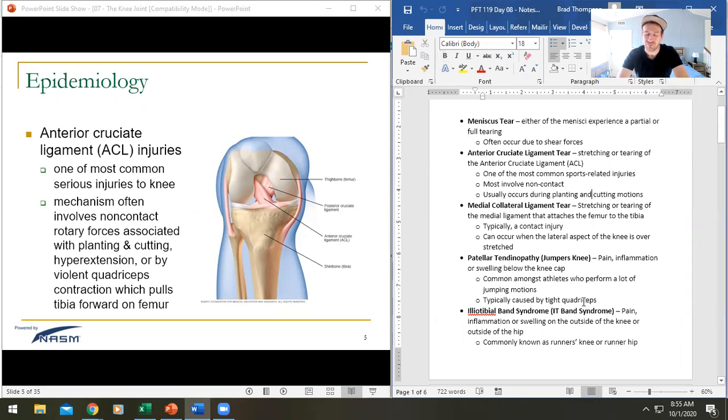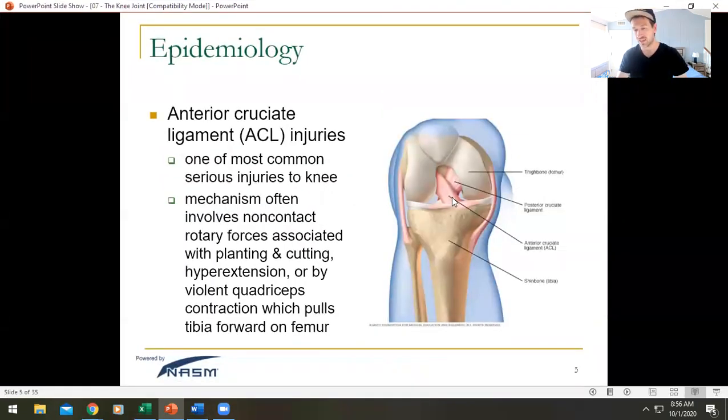All right. So let's look at the ACL, right? The ACL, anterior cruciate ligament. This is a common tear that happens from overstretching that anterior cruciate ligament. Very, very common, often non-contact, usually during planting and cutting motions, like I said. You can see it's this ligament right here. It's the one in the front, that's your anterior, and it's a cruciate ligament. Cruciate actually refers to crucifixion. That's actually why they named it. So you think of the cross, right?